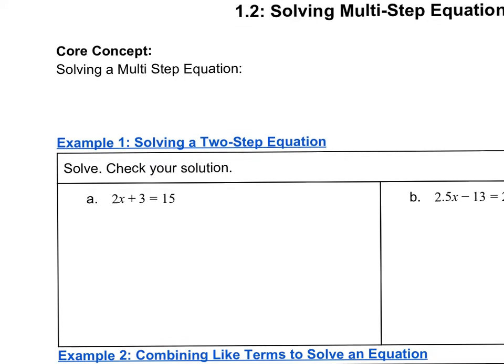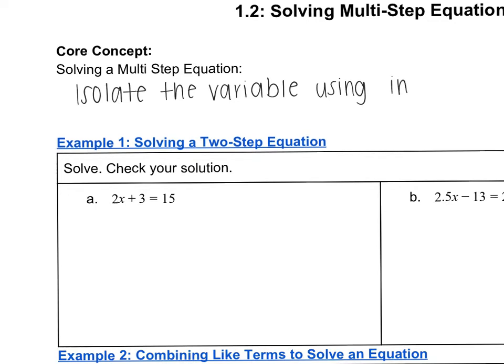The key here is that we are going to solve this equation, and in order to do this, we're going to isolate the variable using inverse operations. Inverse operations, that little vocab word should sound familiar from 1.1. Inverse operations are those operations that undo each other, like addition undoes subtraction and multiplication undoes division. So we're going to use those to help us get the variable by itself, to isolate the variable. So the ultimate goal here is to get the variable by itself.